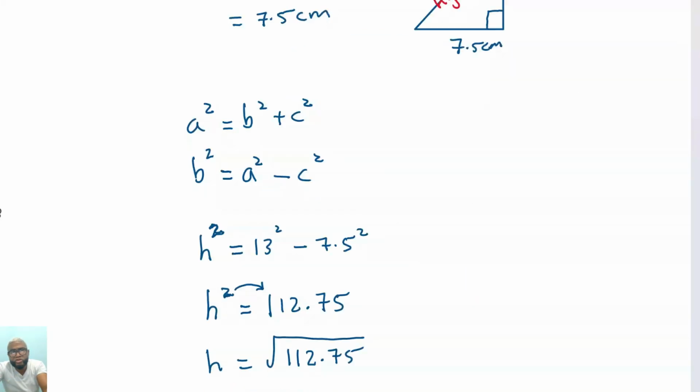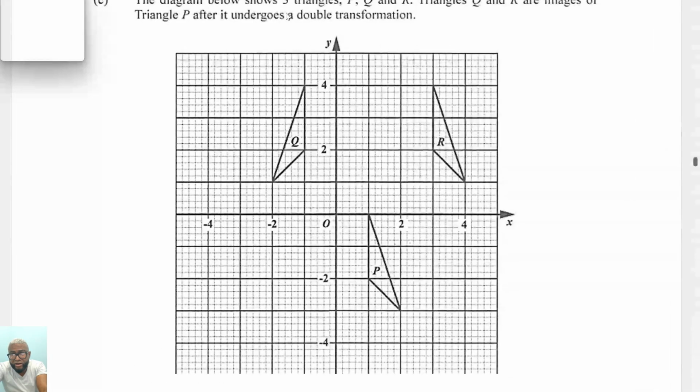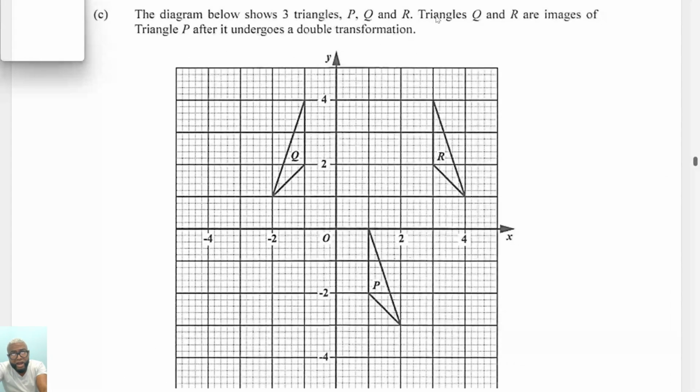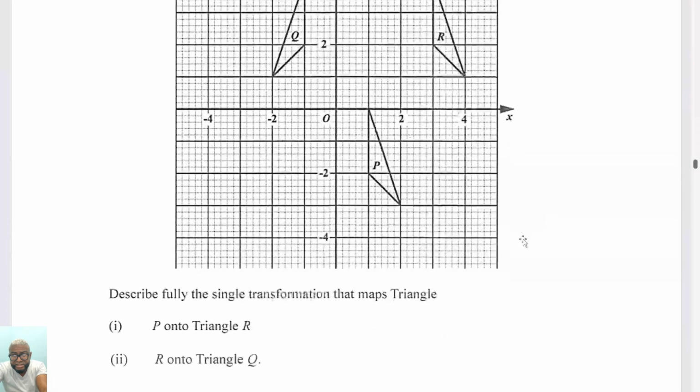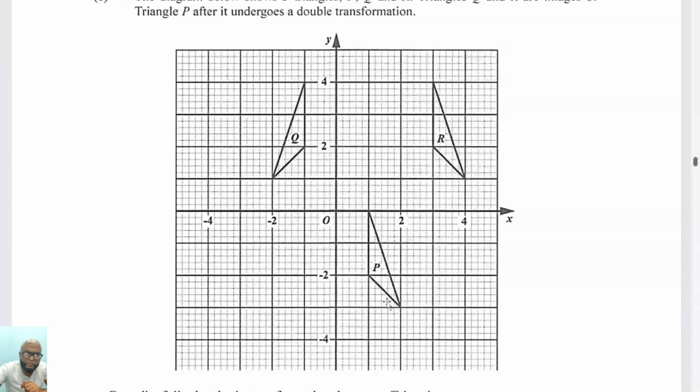The diagram below shows three triangles P, Q, and R. Triangles Q and R are images of triangle P after it undergoes a double transformation. So they want to know, describe fully the single transformation that maps triangle P onto R. So let me deal with P onto R first. How does P move onto R? What are we moving that with?